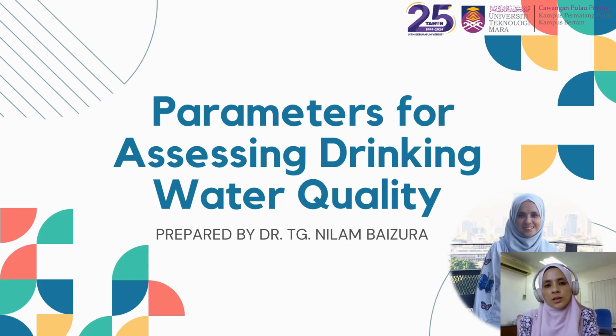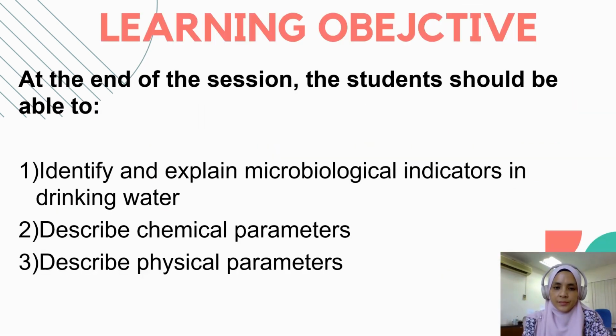So in today's session, we begin by diving into the first subtopic, which is the parameters for assessing drinking water quality. For the learning objective, at the end of the session, you should be able to explain the significance of a few indicators, which are the microbiological, chemical, and physical parameters.